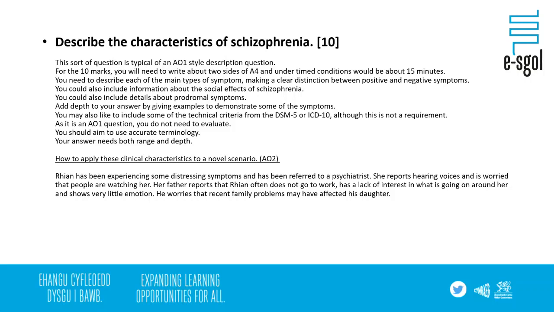You could also include information about the social effects of schizophrenia, and you could also include details about prodromal symptoms. Now, prodromal symptoms of schizophrenia are those symptoms that are seen as a little bit more minor, and they often go missed, and people are often misdiagnosed and diagnosed with depression.